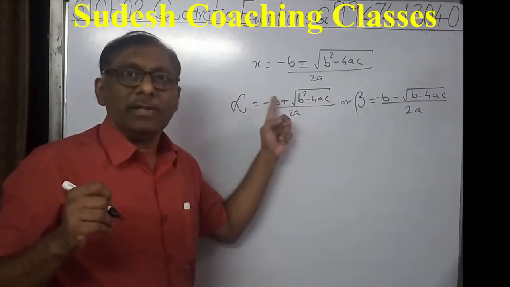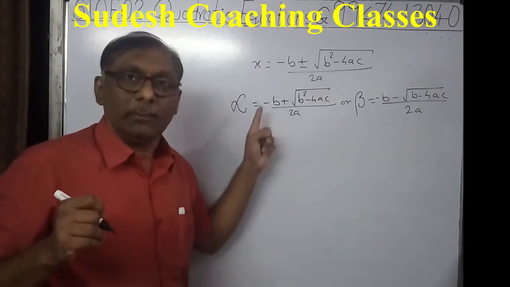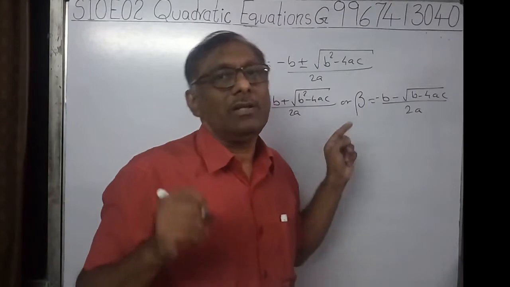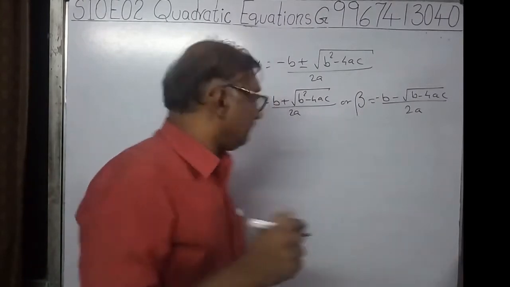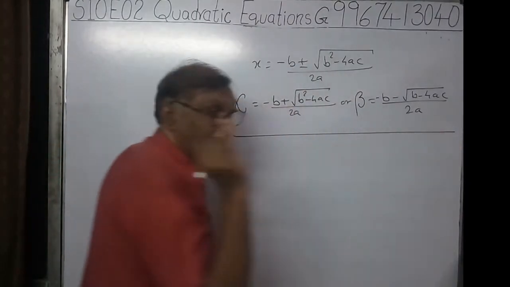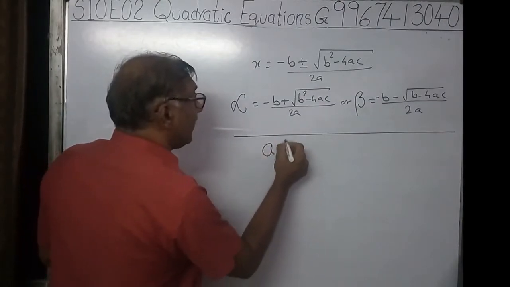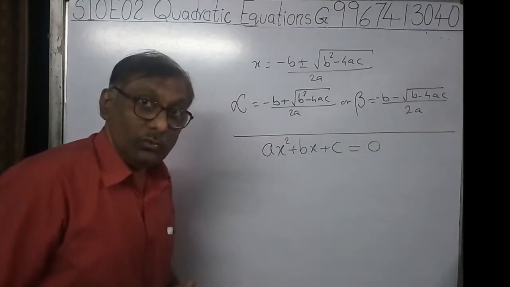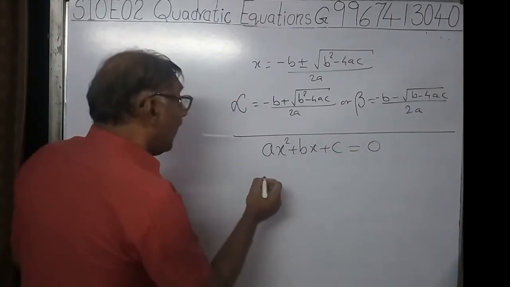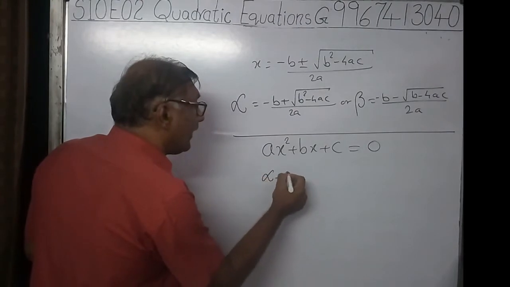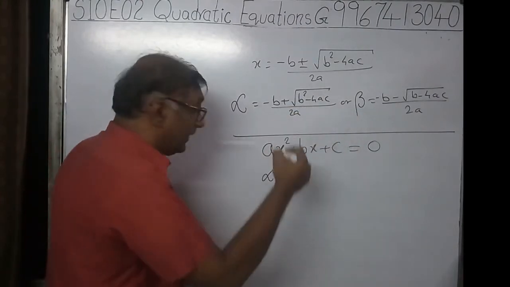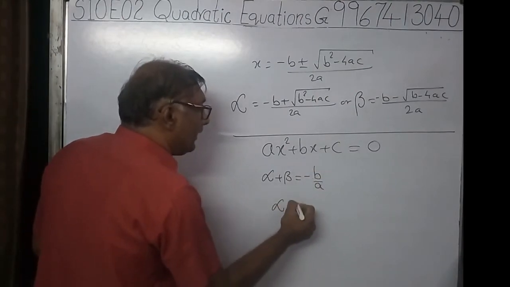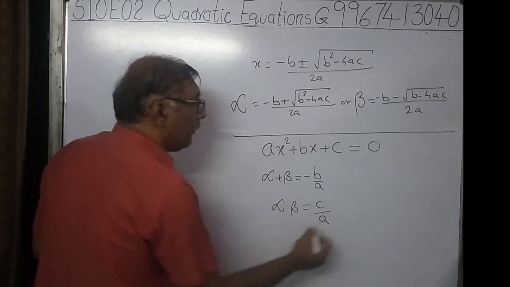Alpha is equal to minus b plus square root of b square minus 4ac upon 2a, while beta is equal to minus b minus square root of b square minus 4ac upon 2a, right? So what can I say over here? If the standard form of quadratic equation is ax square plus bx plus c equal to 0, then alpha plus beta is equal to minus b upon a, and alpha into beta is equal to c upon a.